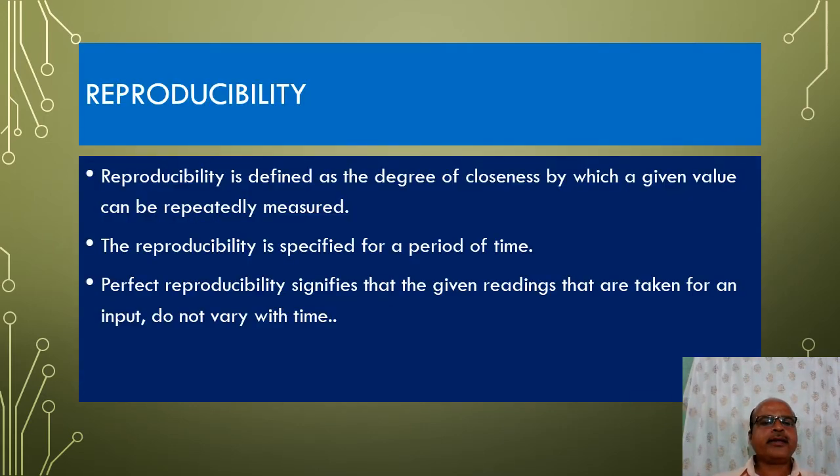Then reproducibility. Reproducibility is defined as the degree of closeness by which a given value can be repeatedly measured. The word itself explains what reproducibility is. Reproducibility is specified for a period of time. Perfect reproducibility signifies that the readings taken for an input do not vary with time. So this is the definition of reproducibility.